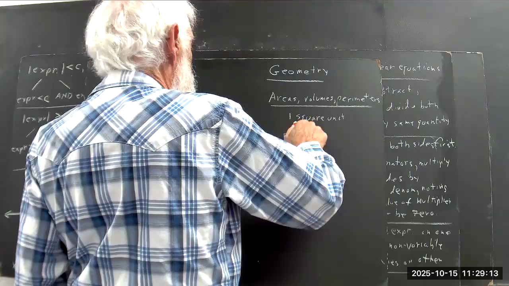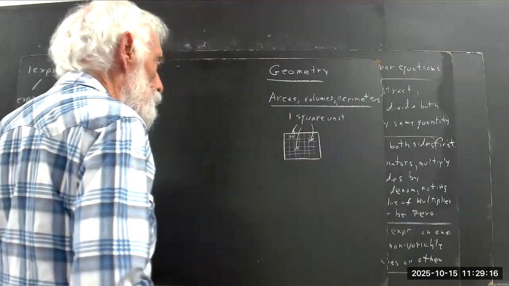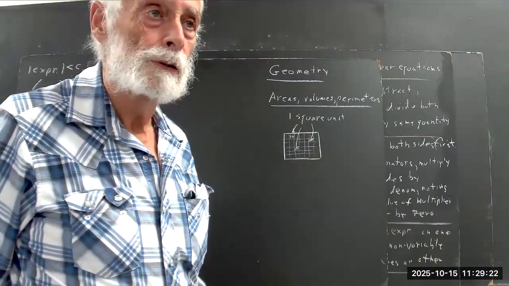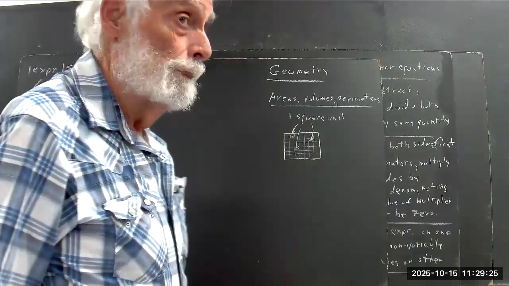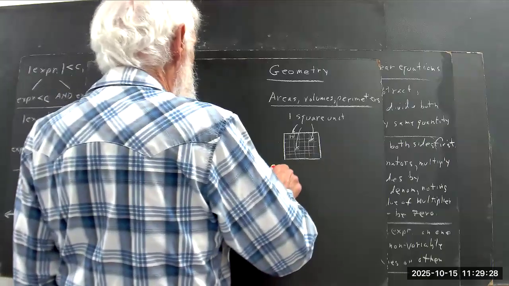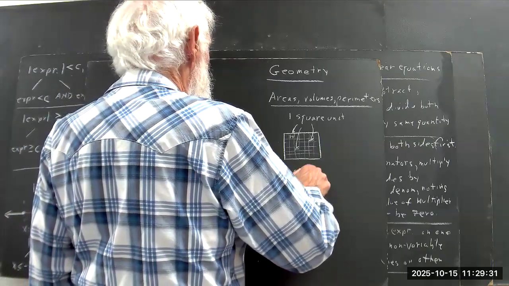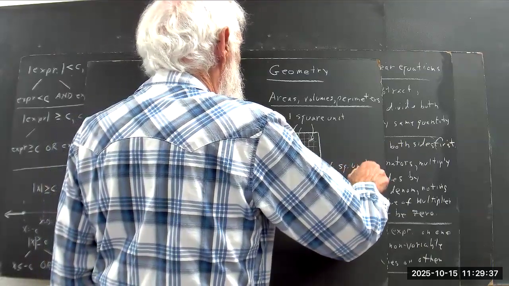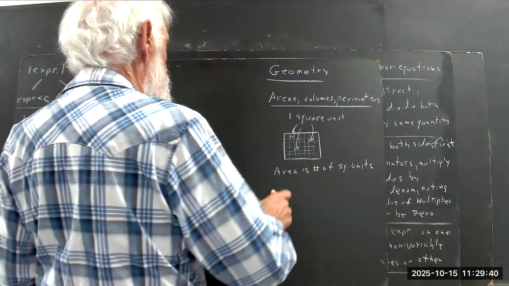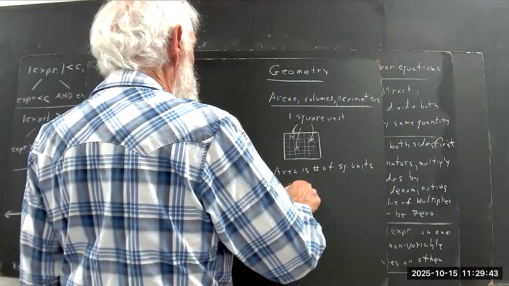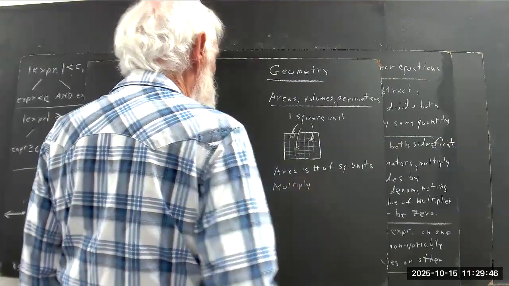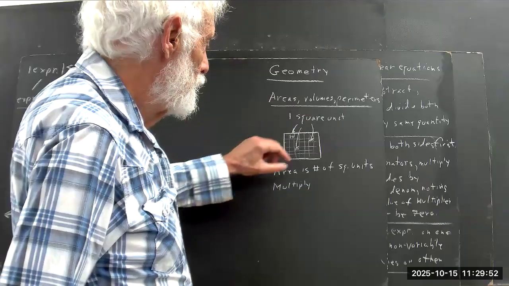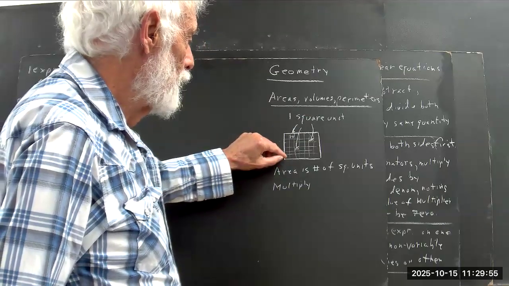Everyone, assuming I've divided this up better than I really did, is one square unit. So how many square units do we have? Well, we can count them, but the area is the number of square units. And to get that, we multiply how many rows you got by how many are in a row.